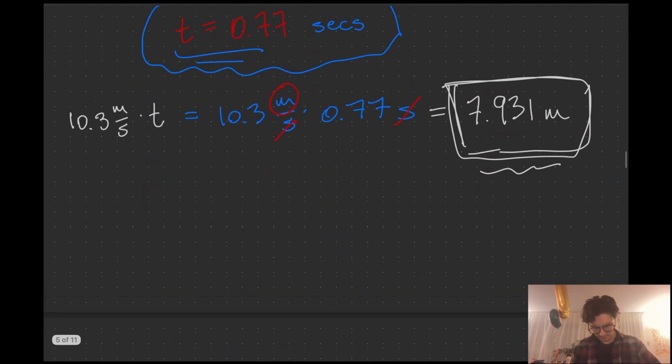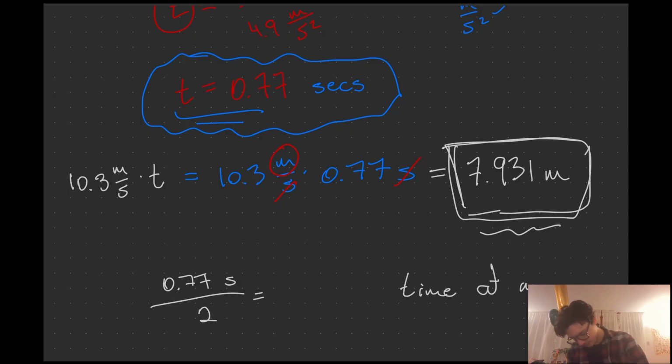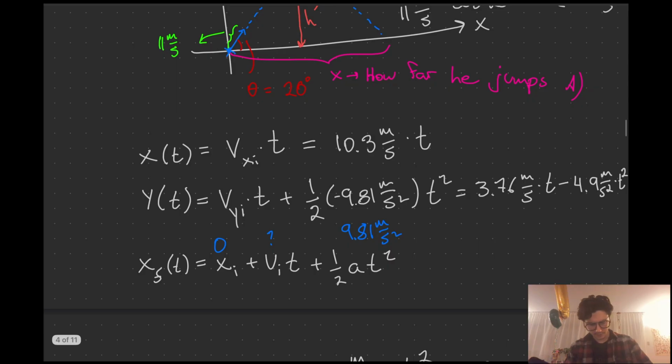So we have 0.77 seconds divided by 2 equals time at max height. Keep in mind that sometimes you're not going to have symmetric trajectories like this, and you won't just be able to divide the final time in half. But this is a quick leap, and it's going to save you a bit of time. 0.77 divided by 2 is 0.385 seconds. So this is the time it takes for the guy to reach his max height, and this is the equation for the height.